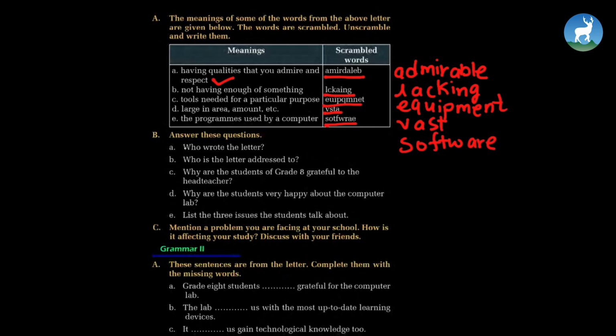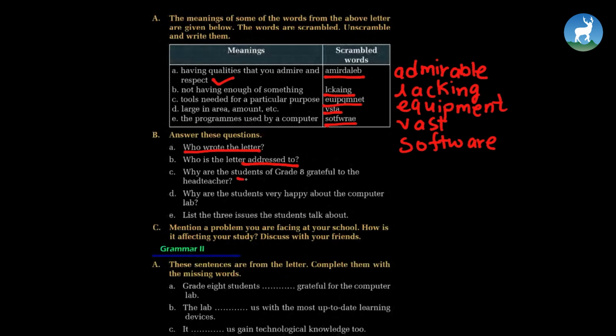Now, we have to answer these questions. Who wrote the letter? We always find the person who wrote the letter at the very end of the letter. So in this one, it is students of grade 8. Who is the letter addressed to? We would always find the answer to this in the very beginning of the letter, as this letter is addressed to the head teacher of Adarsh Secondary School, Kushma Parbat.